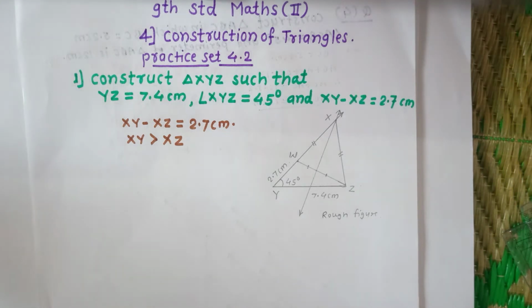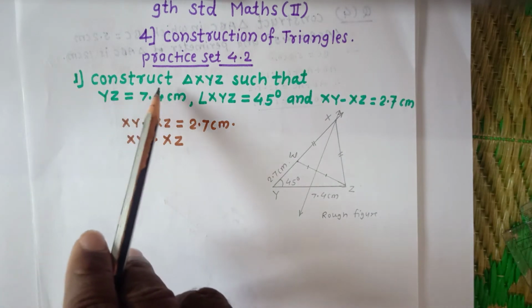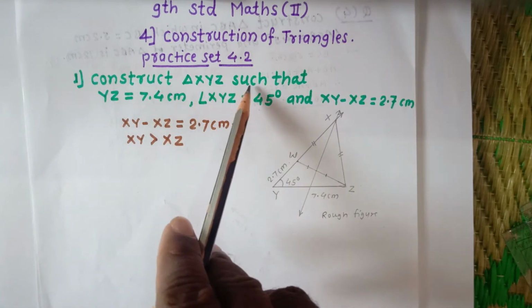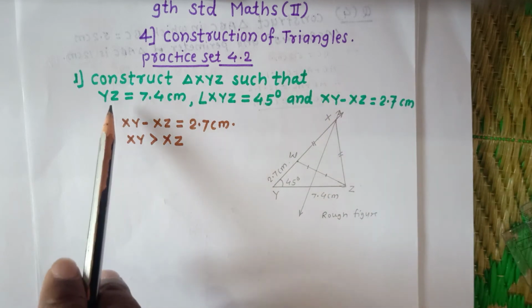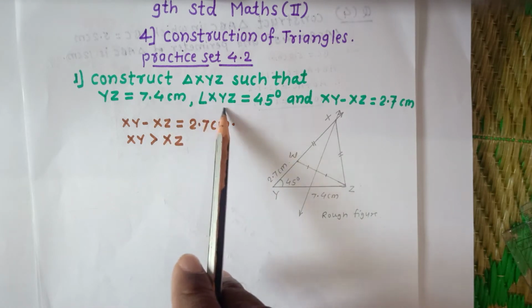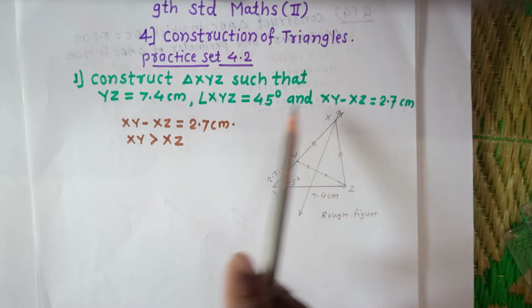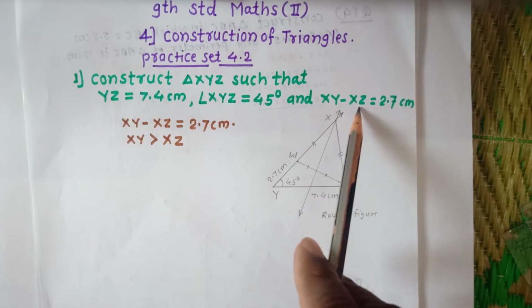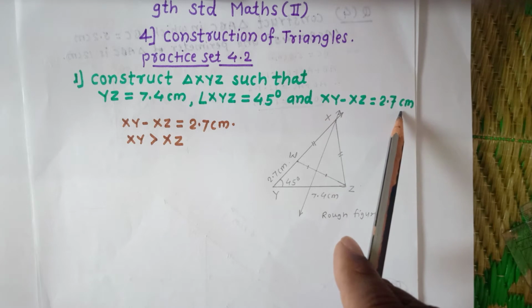In this practice set we are going to study how to construct a triangle when its base, an angle adjacent to the base, and the difference between the remaining sides are given. Now question number 1: construct triangle XYZ such that YZ is equal to 7.4 centimeter, angle XYZ is equal to 45 degree and XY minus XZ is equal to 2.7 centimeter.